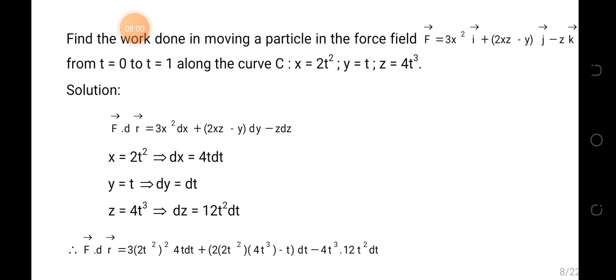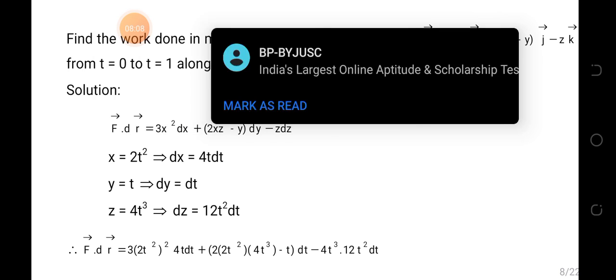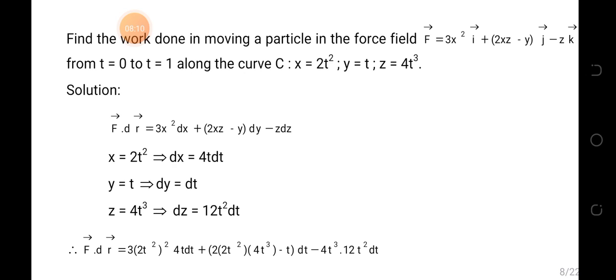And then find the work done in moving a particle in a force field F vector equal to 3x square i vector plus (2xz minus y) j vector plus z k vector from t equal to 0 to t equal to 1 along the curve x equal to 2t square, y equal to t, z equal to 4t cube, which was given here. So there we have seen the line integral.